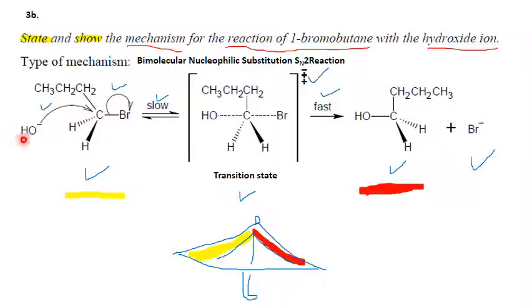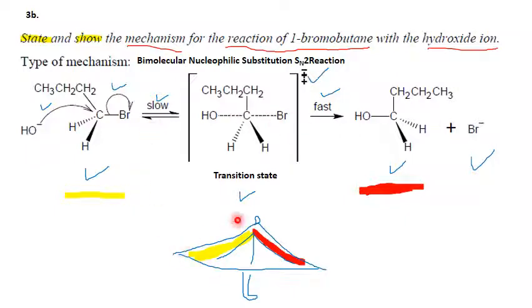So first, the strong nucleophile such as hydroxide attacks the halogenated carbon from the rear end, called backside attack. It's a slow step. Then a species with a partially formed C-OH bond and a partially broken C-Br bond is formed. The configuration at the carbon is inverted as the C-OH bond forms completely and the Br negative ion leaves.